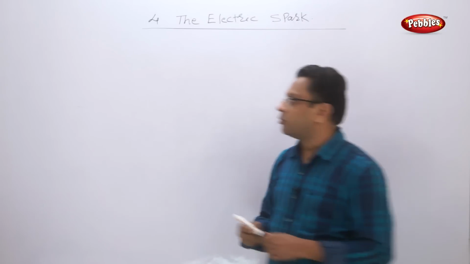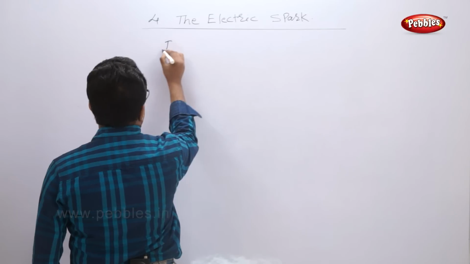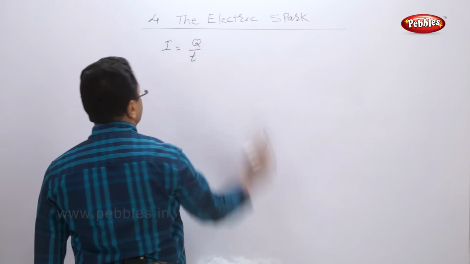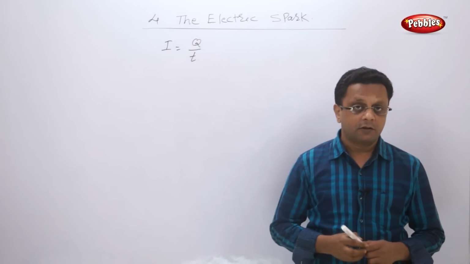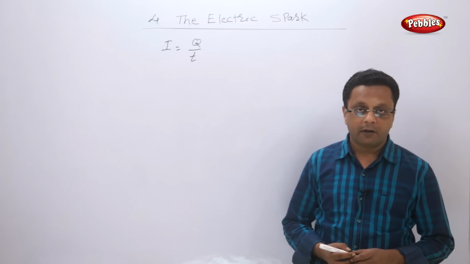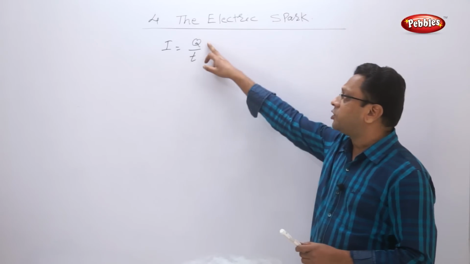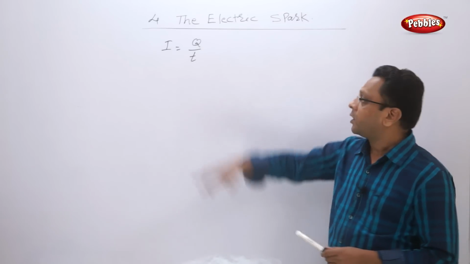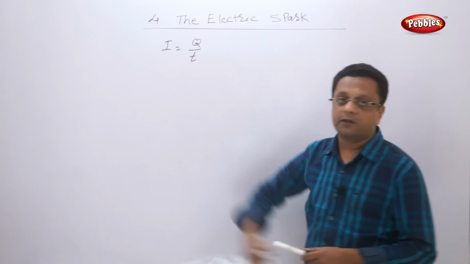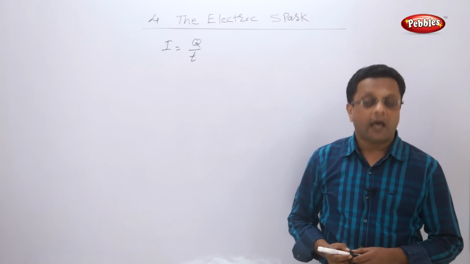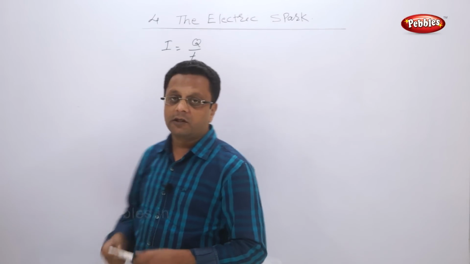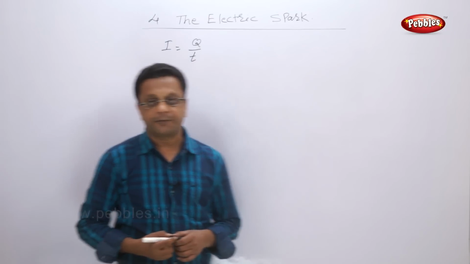We know that I is equal to Q upon T. One major mistake students commit is that they don't care about the units. Suppose the electrical charge is given in coulombs, the time is given in seconds, then the electric current will be in amperes. But whenever the problems are given, they generally give time in minutes.